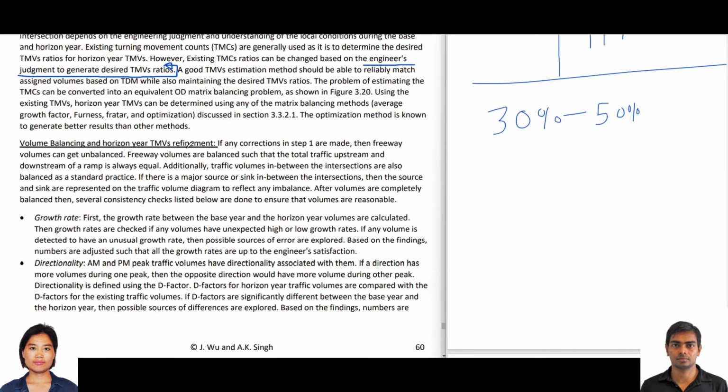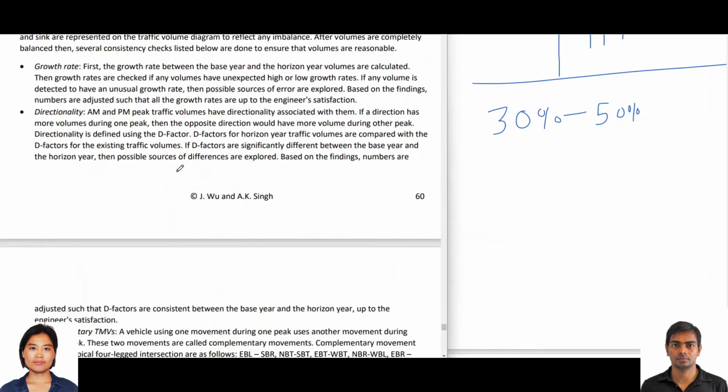So volume balancing and final turning movement volume refinement. If any corrections in step 1 are made, then freeway volumes get unbalanced, and then we balance them out. Freeway volumes are balanced such that total traffic upstream and downstream of a ramp is always equal.